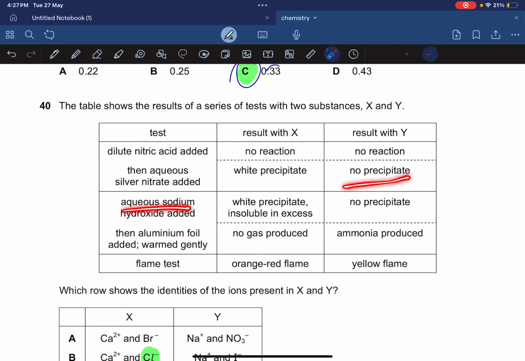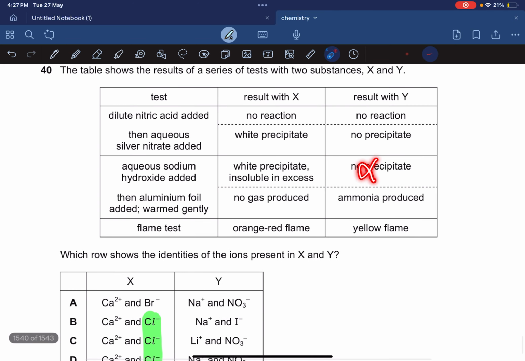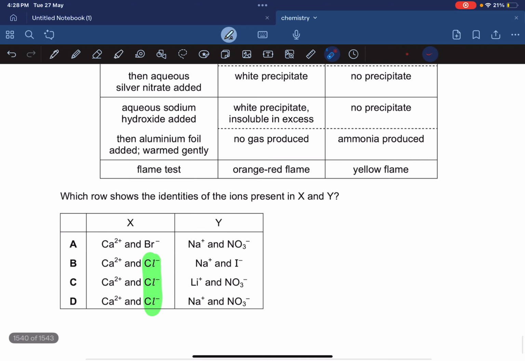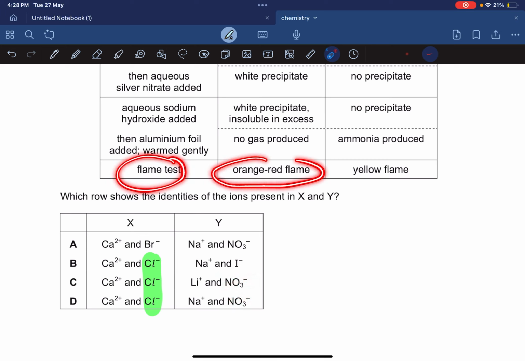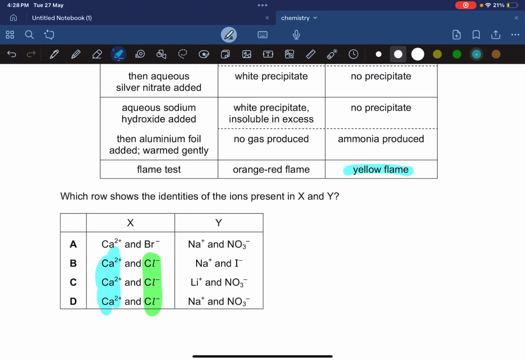You add aqueous sodium hydroxide. You get a white precipitate insoluble in excess, and you get no precipitate. That means calcium ions in this and no calcium ions in this, because only calcium ions are insoluble in excess. Then you add aluminum foil, warmed gently, no gas produced, ammonia produced. That means that's going to have a nitrate ion. Then you have a flame test, and you have an orange red flame here. That confirms the presence of calcium ions over here. And over here you have a yellow flame, that's sodium, and you have nitrate from this ammonia thing and sodium from this thing. So that's going to make it option D.